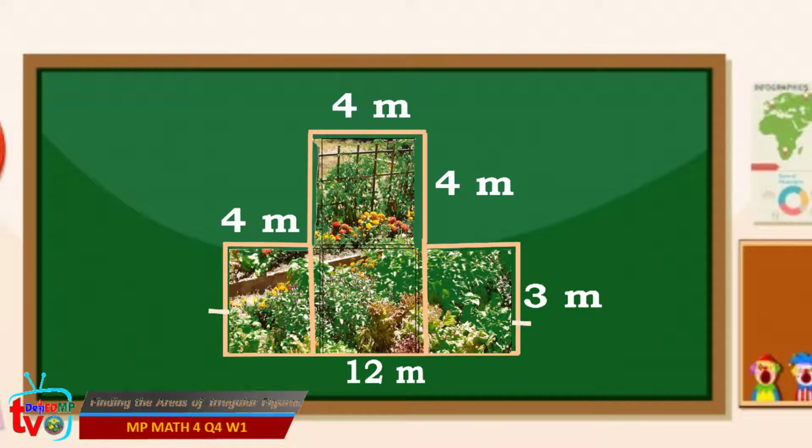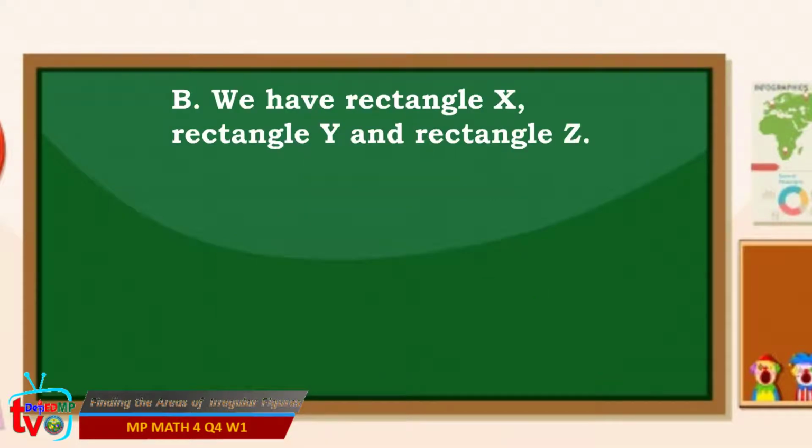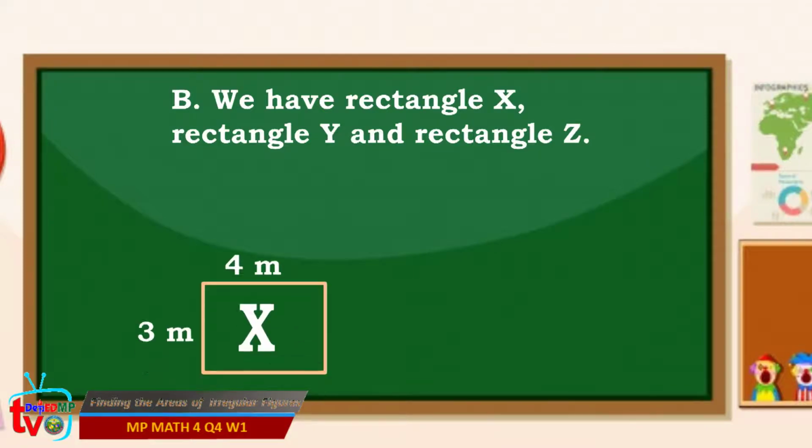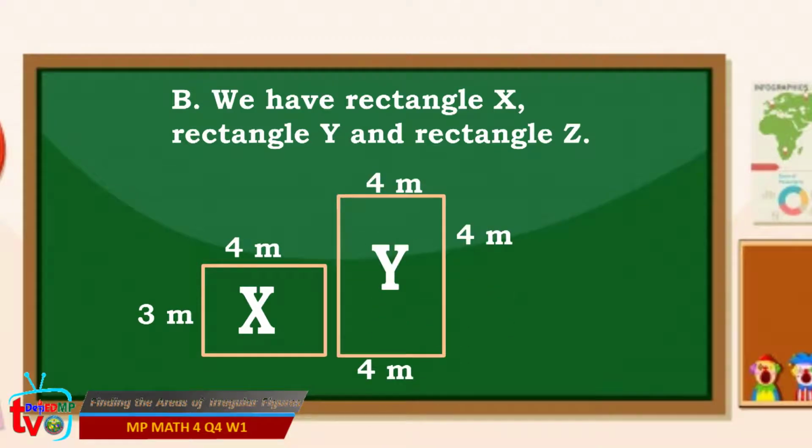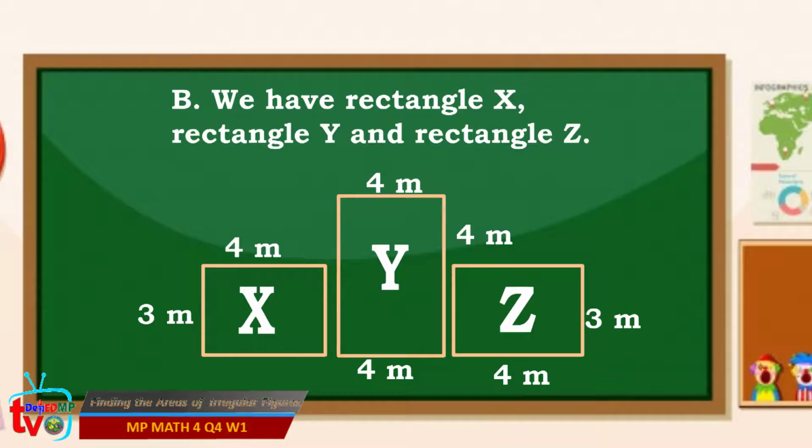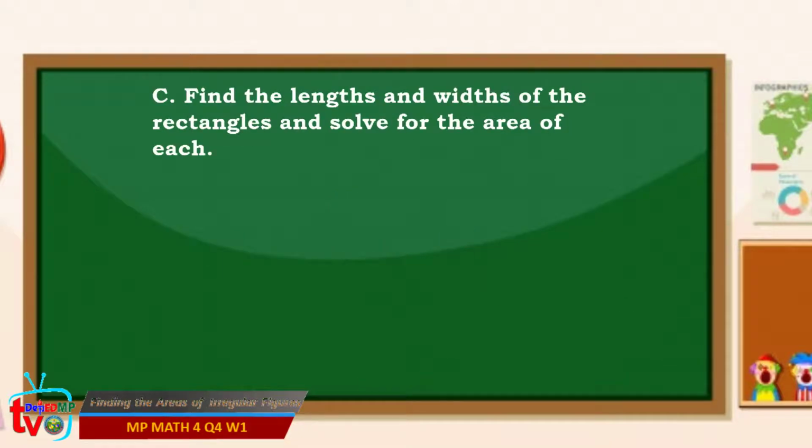This gives us rectangle X, rectangle Y, and rectangle Z. We have now 3 rectangles, rectangle X, rectangle Y, and rectangle Z. Since we have already identified the 3 rectangles, let us now find the length and the width of the rectangles and solve for the area of each.